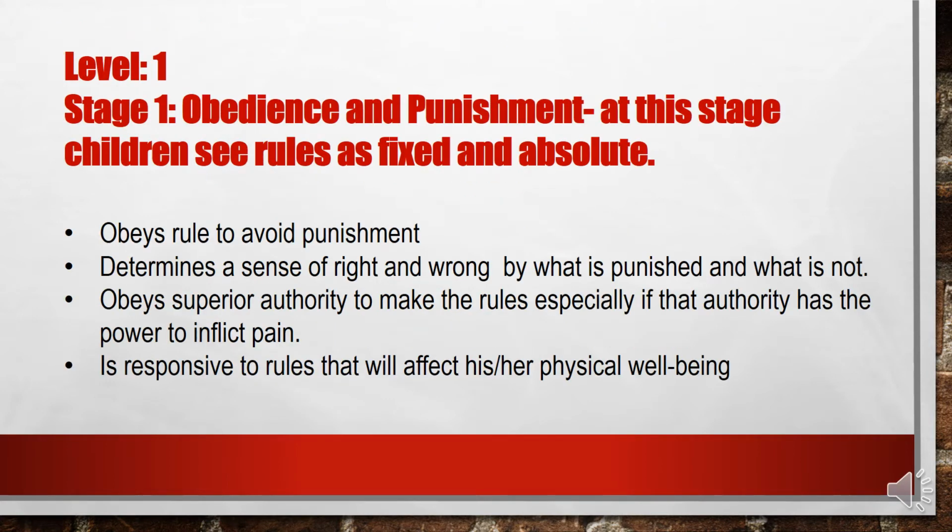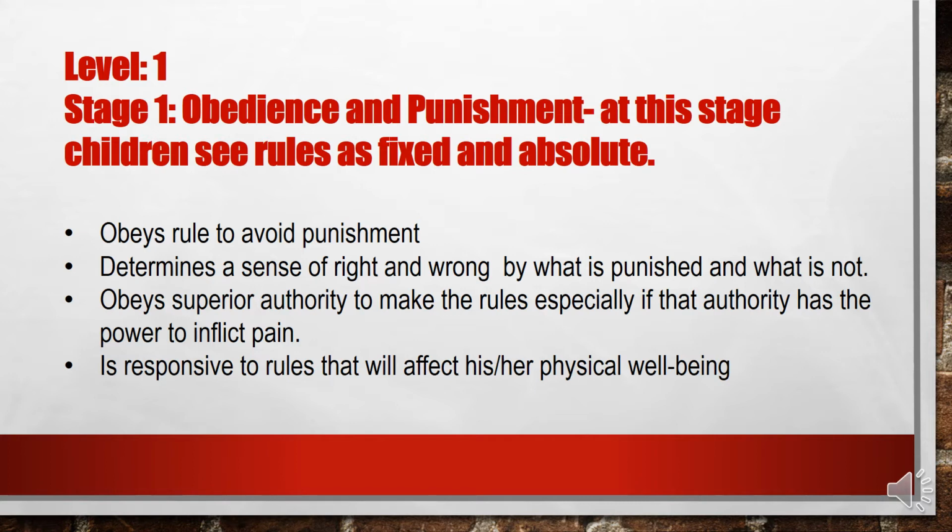Let me discuss level one, the pre-conventional level. Stage one: obedience and punishment. At this stage, children see rules as fixed and absolute. It has something to do with mother and daughter law inside our home, and it's like teacher and students' rules and regulations inside the classroom.